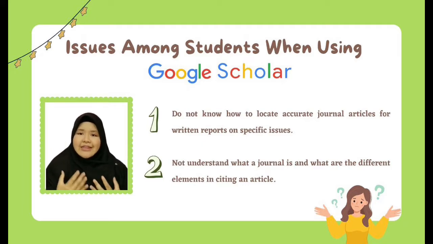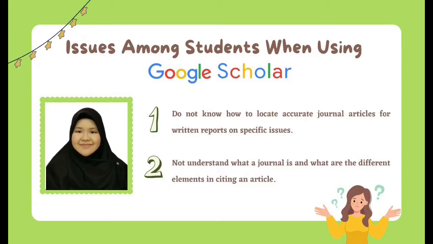Furthermore, I identify that the main issue among most students in finding journal articles is that most of you do not know how to locate the accurate journal articles for their assignments or written reports on specific issues. Sometimes, I detect that students may not understand what a journal is and what the different elements in citing an article are. Therefore, in today's lesson, we would like to explain the special techniques and steps on how to research journal articles in Google Scholar, especially for students.